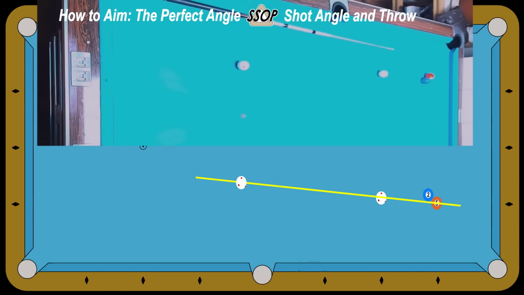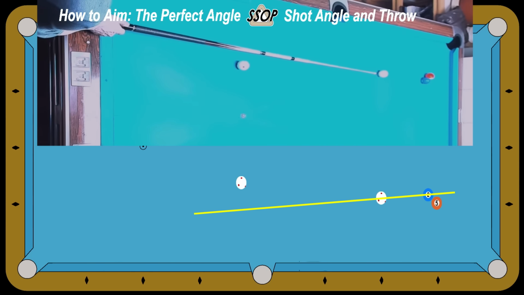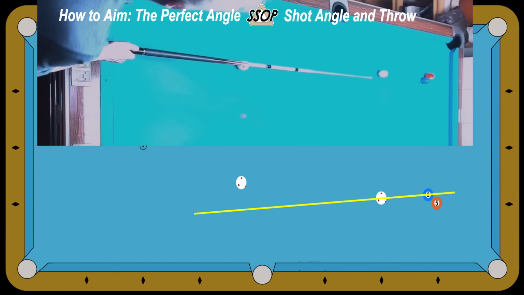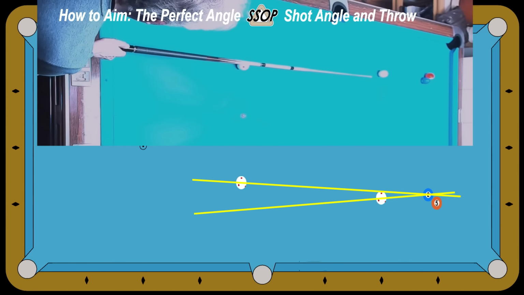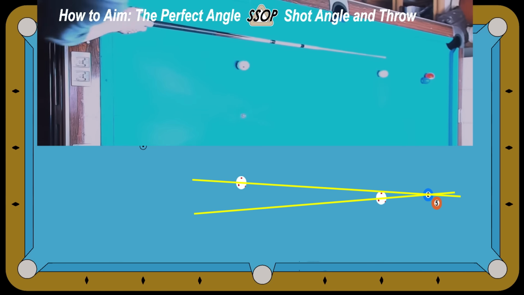So if I look at a line through this cue ball pointed at the ghost ball, it's nowhere near this cue ball. It's a different cut angle. Same thing here. If I point a line through this cue ball at the ghost ball, that does not go through the center of this cue ball. So each of these cue balls are not the same shot. It's a very different cut angle.